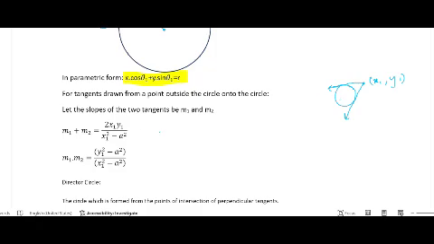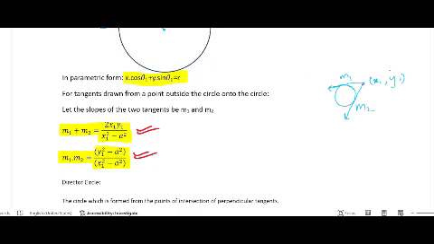There is a relation for your slopes of the tangents. So let the slopes of the tangents be m1 and m2. The slope of this tangent is m1, the slope of this tangent here is m2, for example. So how will you find m1 and m2? m1 plus m2 is given by 2x1y1 upon x1 square minus a square. Okay, and m1 into m2 is given by y1 square minus a square upon x1 square minus a square. Okay, if you remember these two parts, you can easily find your m1 and m2.